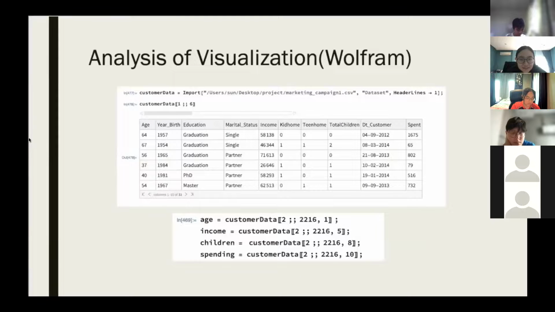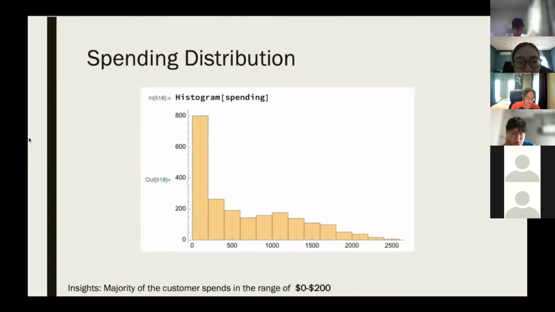For the analysis of visualization on Wolfram, I first imported the data into Mathematica and then assigned variables to the data that I will be using. For spending distribution, we can see that the majority of customers, or 800 customers, spend around $200 at the store.